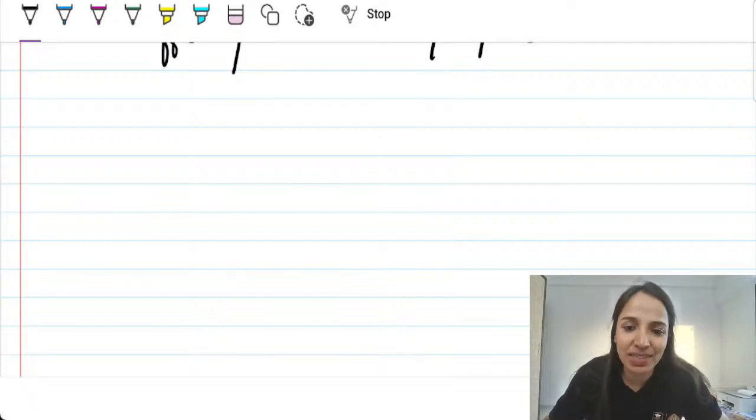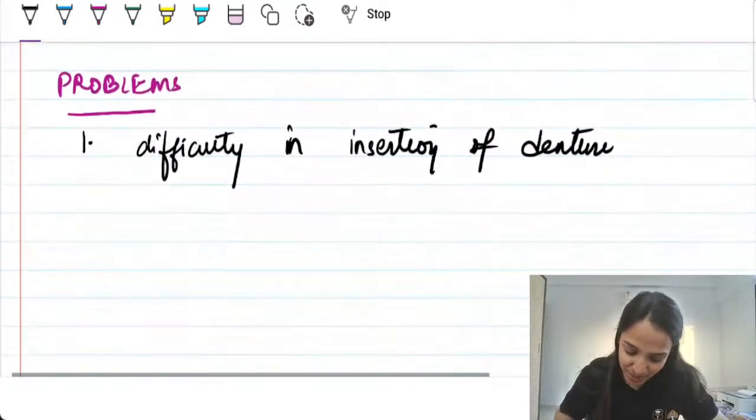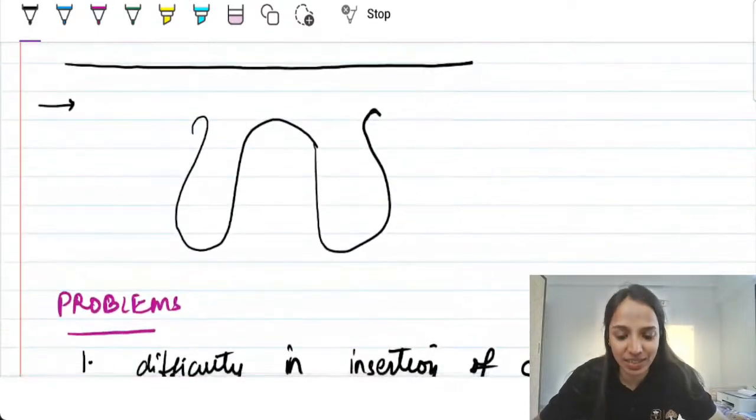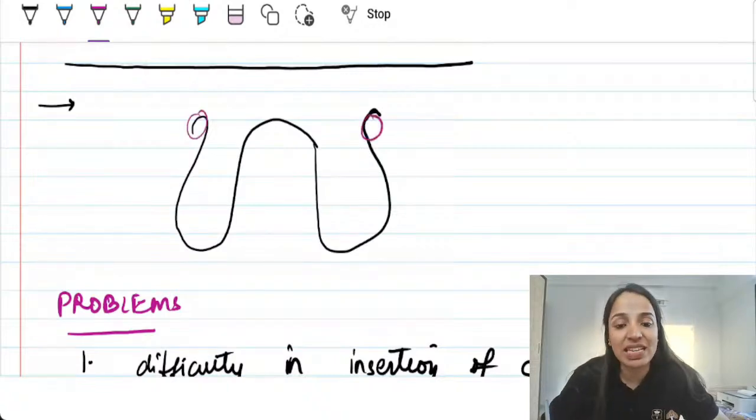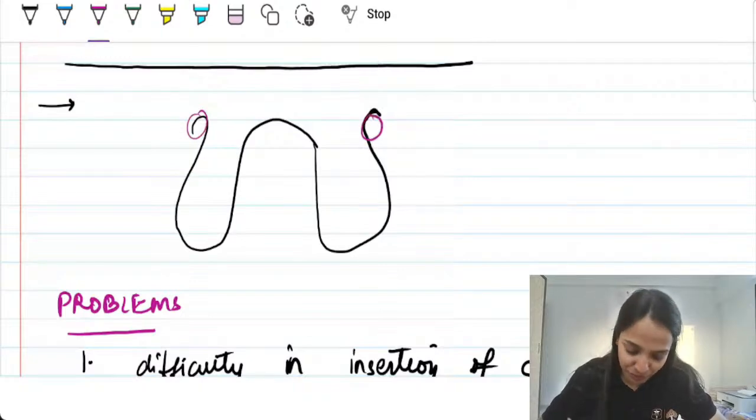Let us begin with a very important part, which is ridges exhibiting undercut areas. So like I was discussing, a ridge that has an undercut area, undercut is this. So a ridge that exhibits undercut area, what could be the problem? The first and most important problem is difficulty in insertion of denture.